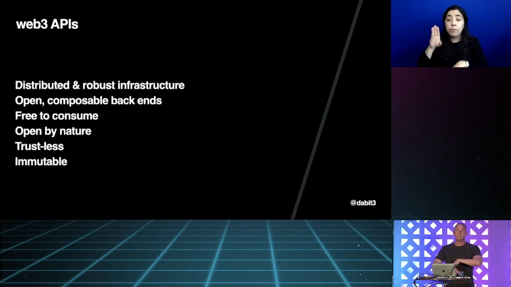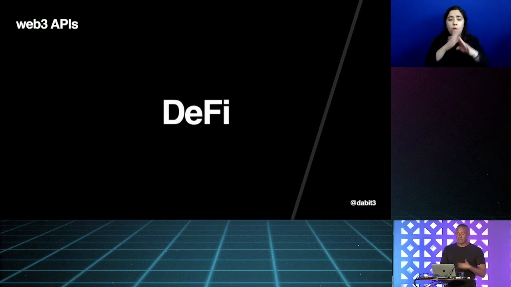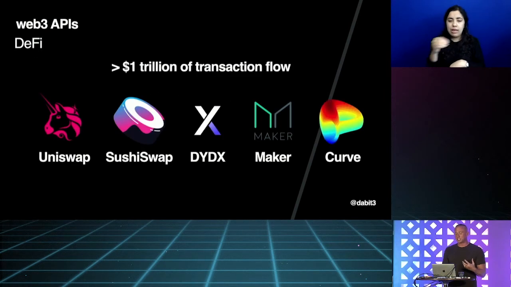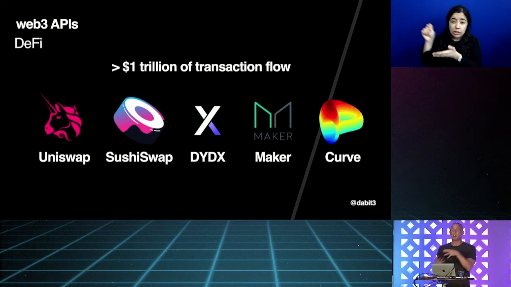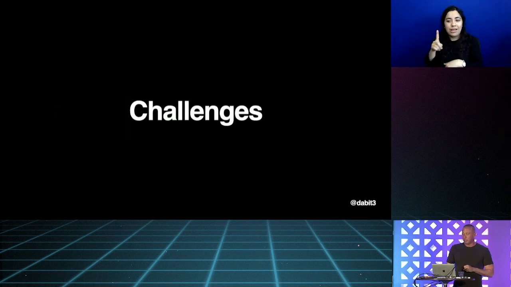Web3 APIs are distributed, meaning that they are not running on a single point of failure. You typically have them running on a decentralized network of nodes. They're open and composable. They're free to consume, meaning there is no payment wall in front of them. They're open by nature. They're trustless, and they're immutable. DeFi is a good example of this in action. You have over $1 trillion of transaction flow through a handful of different protocols, but you now see protocols building on top of each other and then protocols building on top of them, and you can take advantage of someone else's backend and build stuff, which is pretty cool.